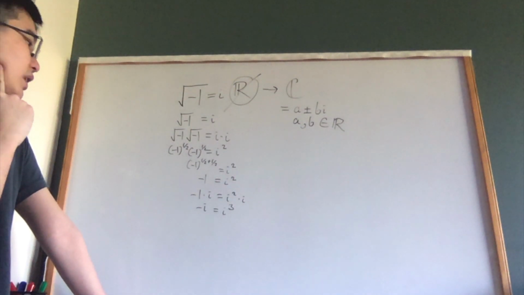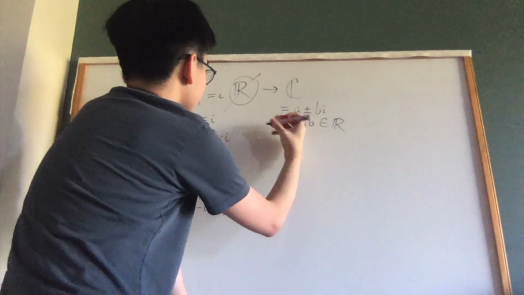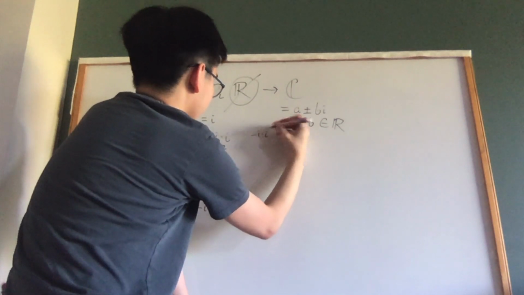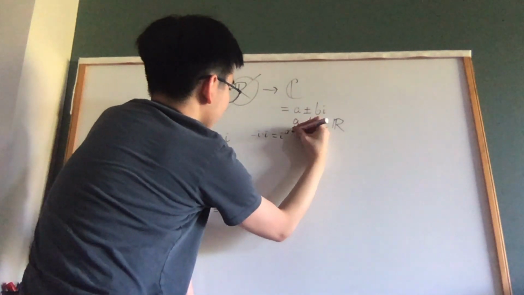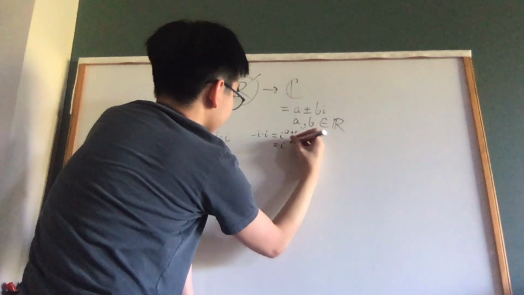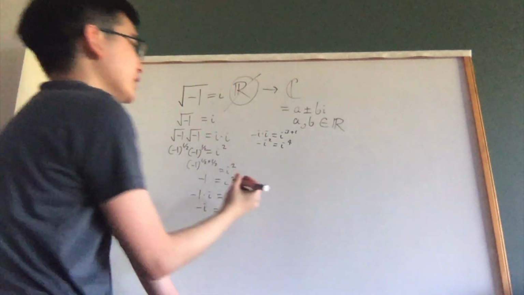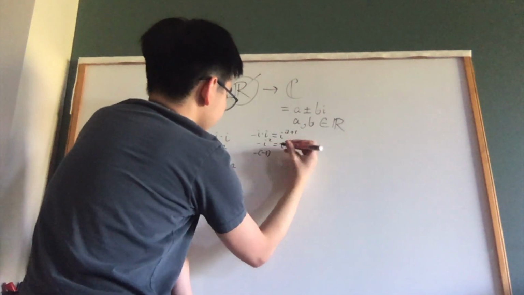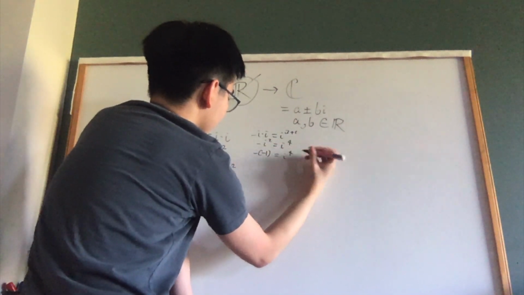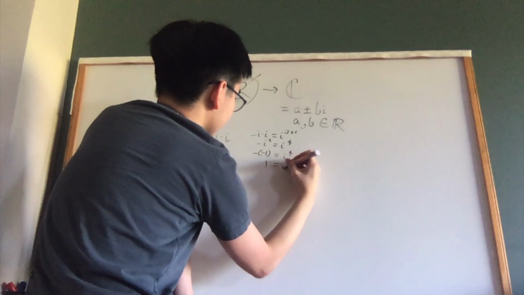And then if I multiply it again, -i times i equals i to the 4, so that gives me i to the 4 equals -i squared. But i squared, as we just saw, is just -1, so this is -1 times -1, which gives us back 1.